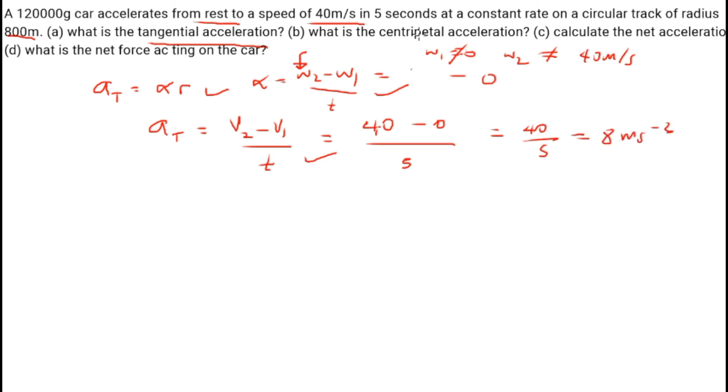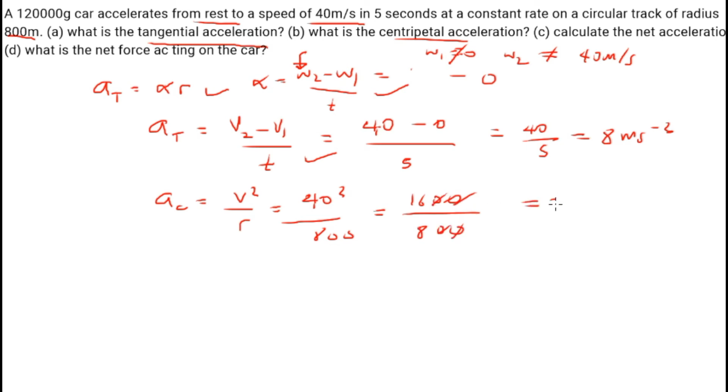Now to find the centripetal acceleration, the centripetal acceleration is given as v squared upon r, where v is the linear speed, 40 meter per second, upon the radius, which is 800. 40 squared is 1600, and then upon 800, that's 2 meter per second squared.